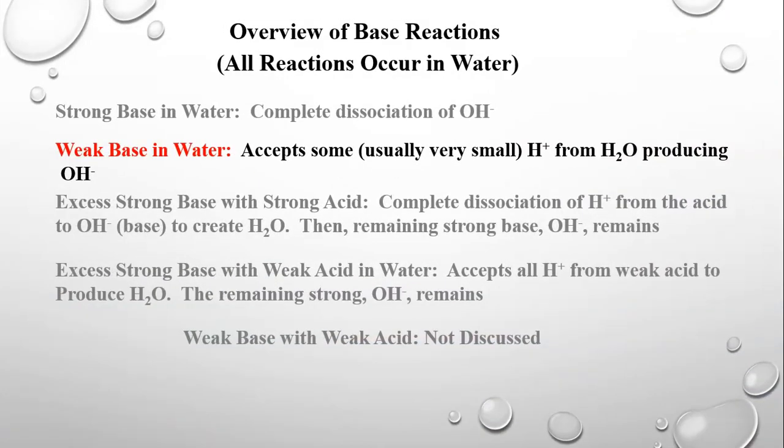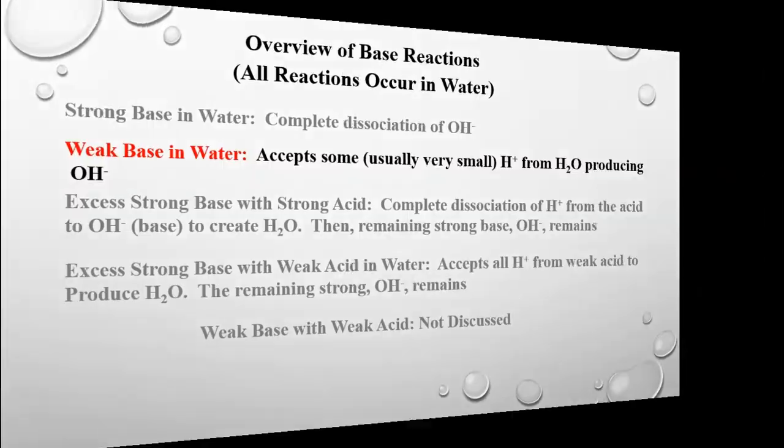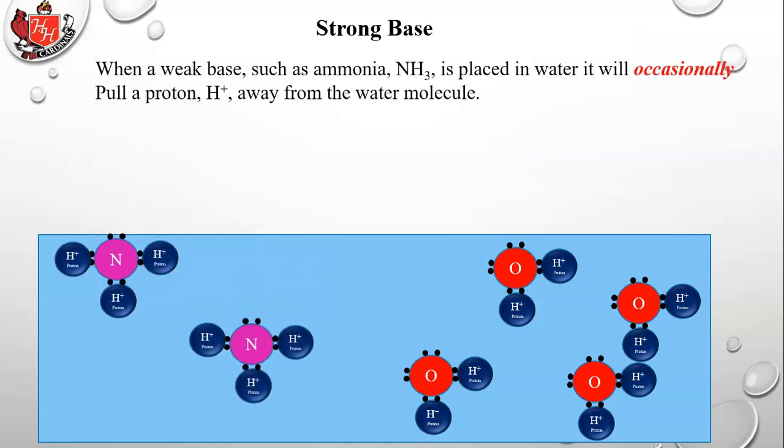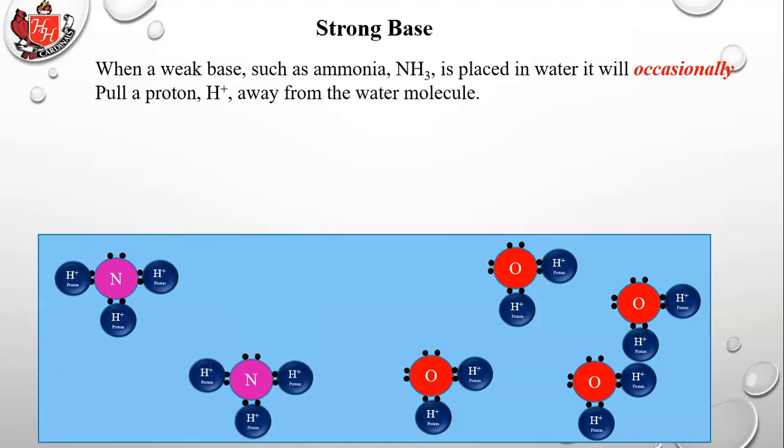And now we go on to a weak base in water. It accepts some, usually a very small number of H3O+ or H+ ions from water, producing OH-. Okay, so here we have two ammonia molecules. They are weak bases, and we're going to put them into water. So when a weak base such as ammonia, NH3, is placed in water, it will occasionally pull a proton away from the water molecule.